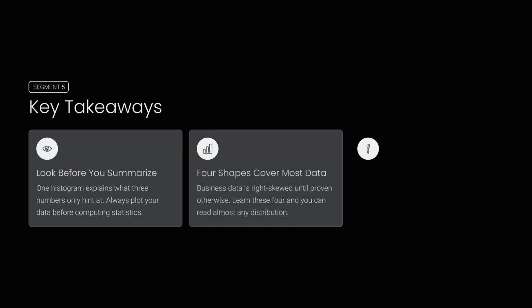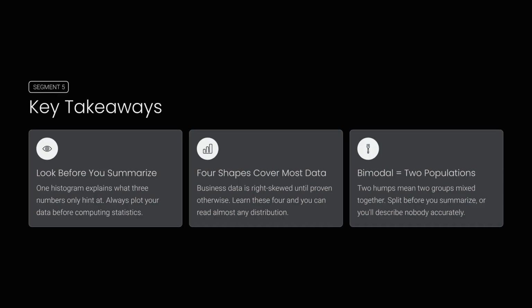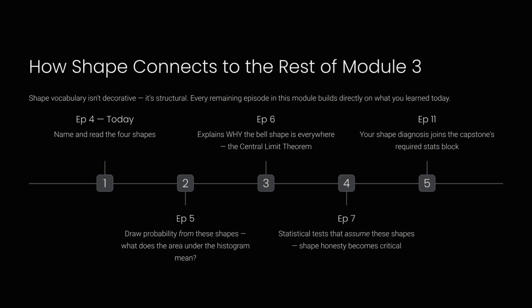To summarize, always visualize your data before computing stats. Learn the 4 key shapes to handle the majority of business data, and remember that bimodality is a call to split your groups. Mastering these shapes is foundational for the rest of this module.